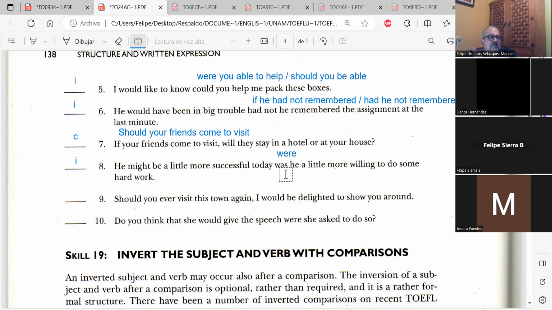But in the past, the past subjunctive is "were" for everybody in the form of the verb to be, or the simple form of the verb, like "should he play?" Okay. So the next one, the explanation is just because we use the subjunctive. Yes, subjunctive. Okay, should you ever visit, Jesse?